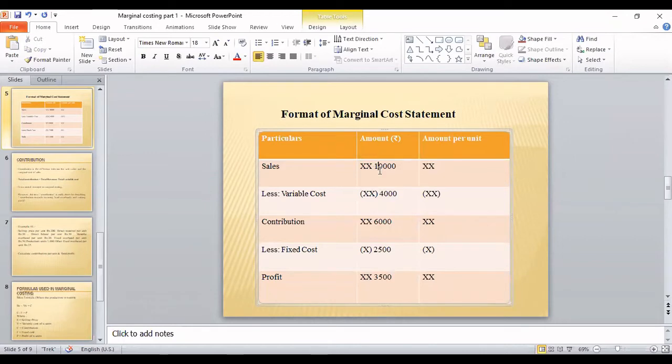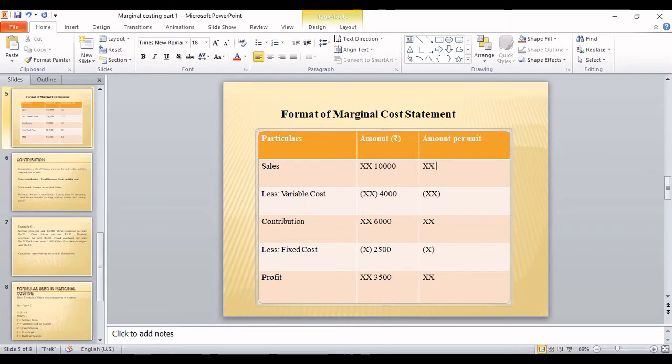The format which I did is for the total amount. Similarly, you can find the marginal cost or the profit per unit also. For that, you need to know the selling price per unit, the variable cost per unit, the contribution per unit, and the fixed cost per unit.